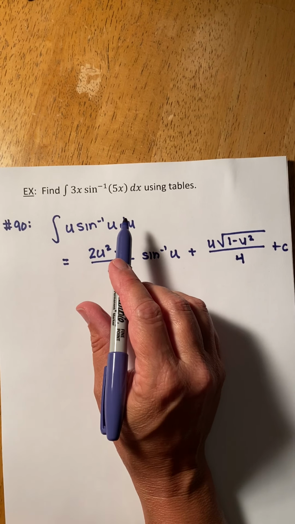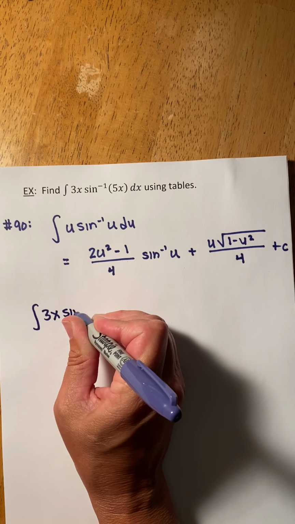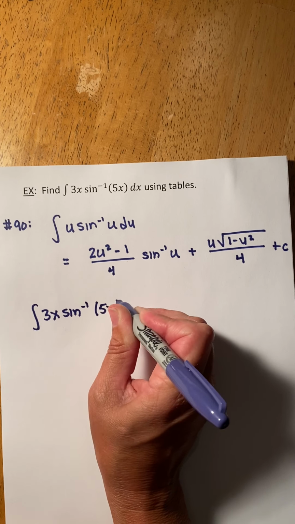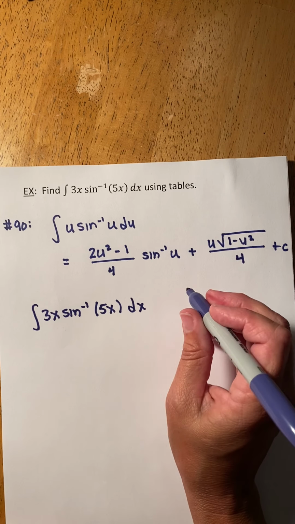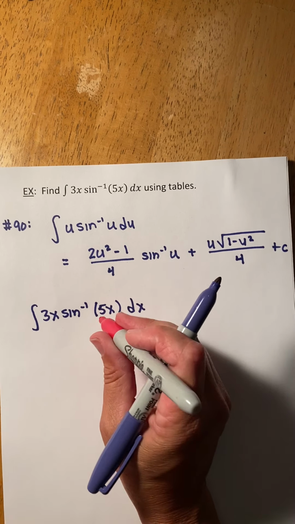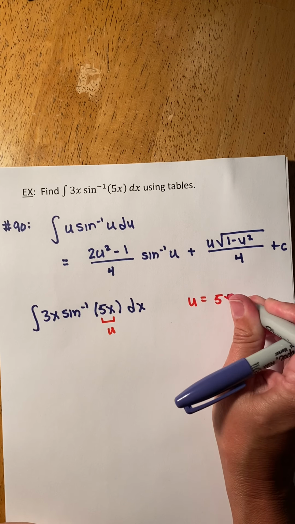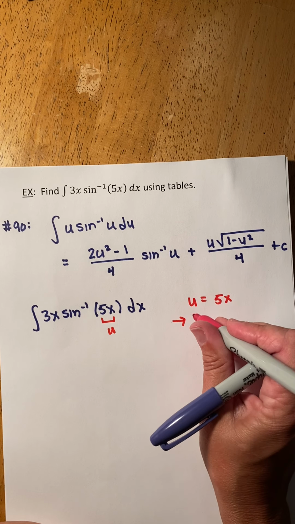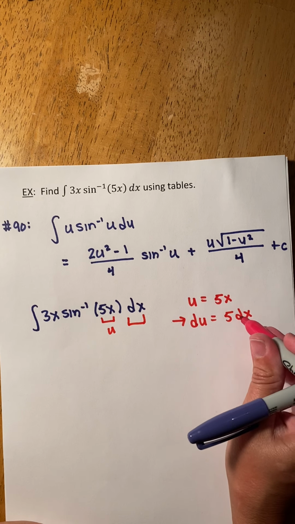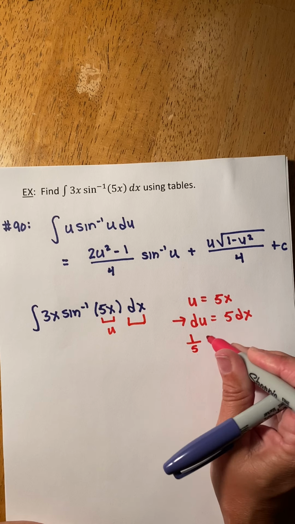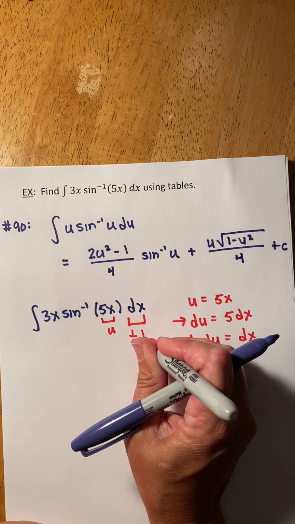All right, so let's look at what we have. We have 3x inverse sine of 5x. So we don't have u inside the inverse sine, we have 5x, but we can just assign that to u. So we're going to let u equal 5x. And don't forget that if you use substitution, you have to let du equal 5 dx. So dx is going to be, well, we'll bring that 5 over here and make it 1/5 on the left. 1/5 du equals dx. So this is going to get replaced with 1/5 du.